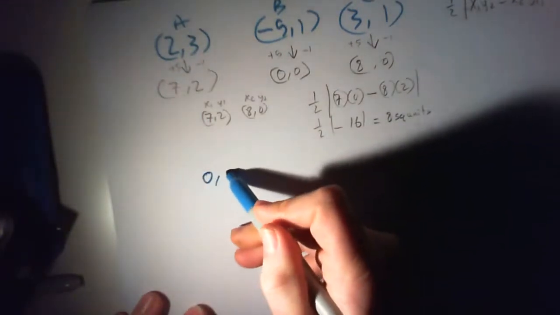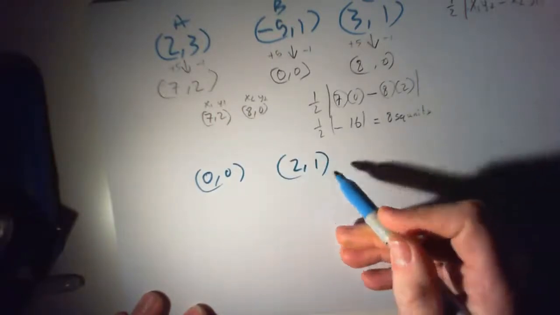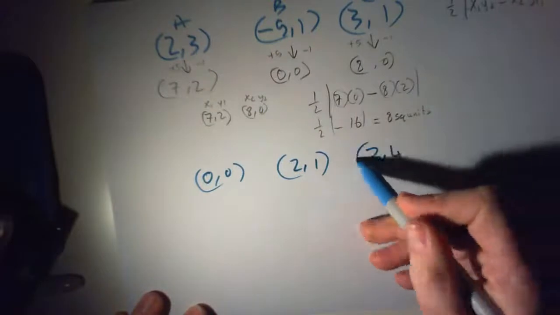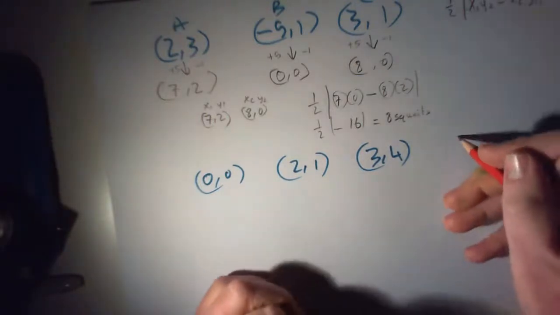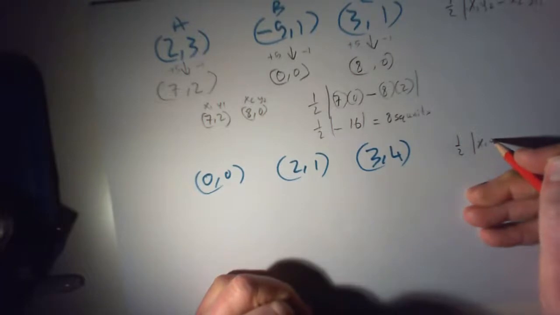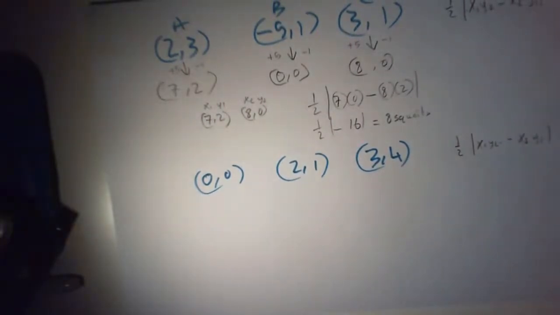Let's say you have 0, 0, 2 and 1, and 3 and 4. And the question is, can you find the area of the triangle where they're the 3 coordinates of the vertices, the corners? So again, write down your formula, x1, y2 minus x2, y1. And I'm going to count to 3. You pause, you try it. 3, 2, 1, go.